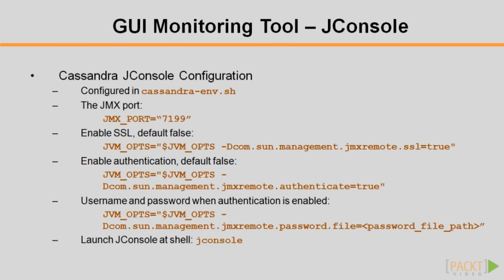JMX support is controlled through a few JVM options, which are configured in the central cassandra-env.sh. The default JMX port is 7199. You may change it to another value at will. You may enable Secure Socket Layer, SSL, or turn on authentication. Okay, let's watch a demonstration.